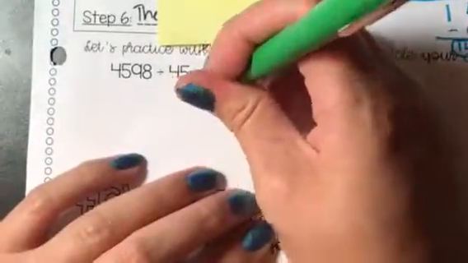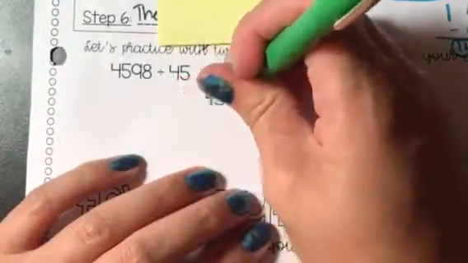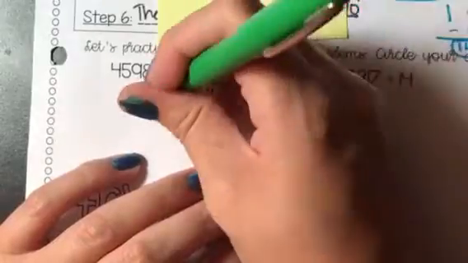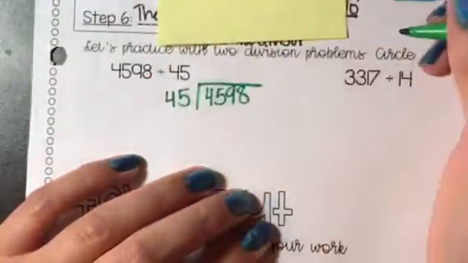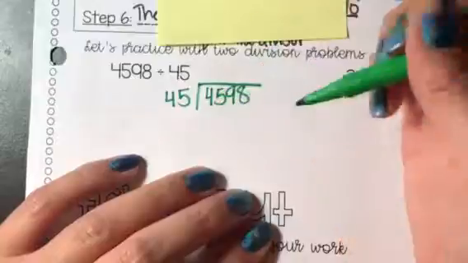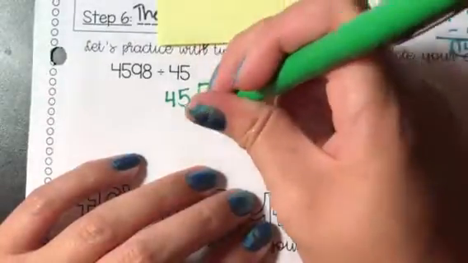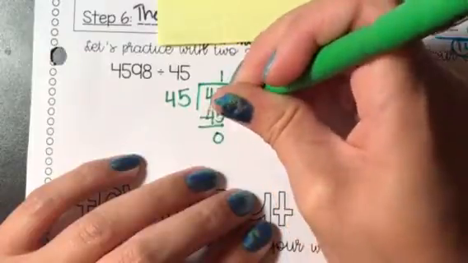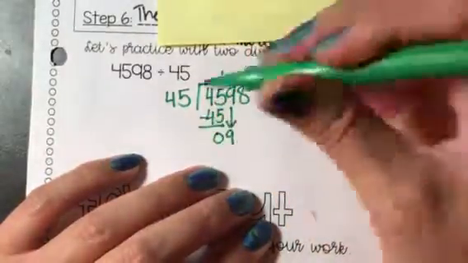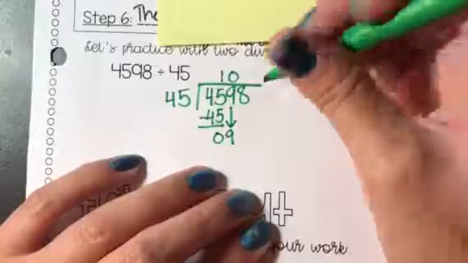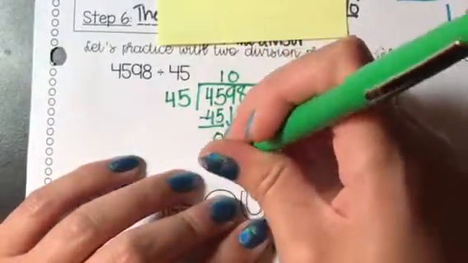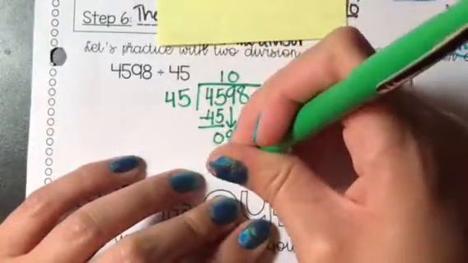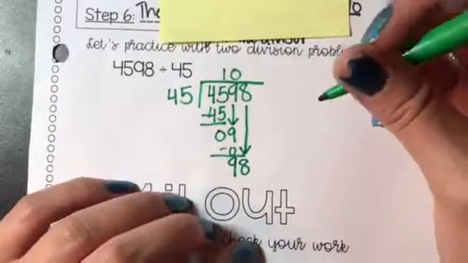So, we're going to set up this problem. We have the dividend divided by the divisor. 45 fits into 45 one time evenly. Multiply, subtract, bring it on down to bring it on back. 45 fits into 9 0 times. Subtract. Bring it on down to bring it on back.